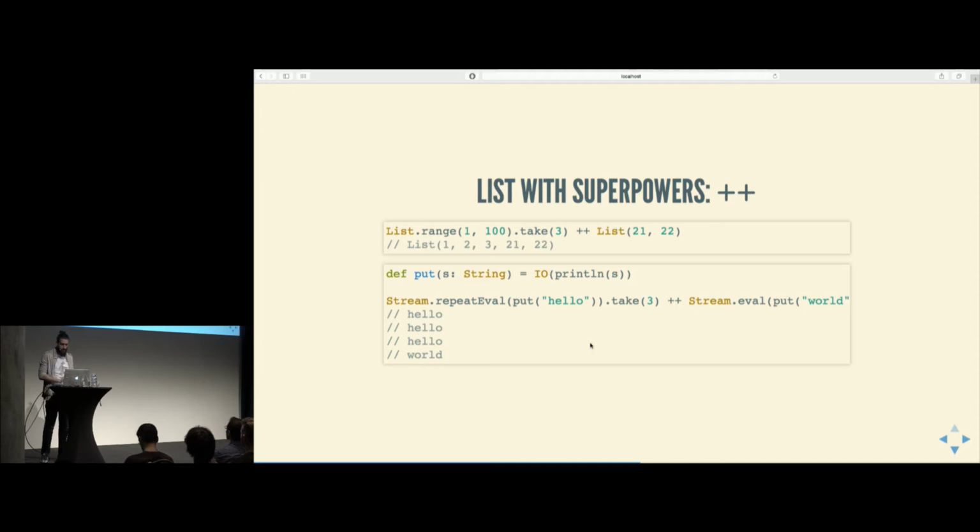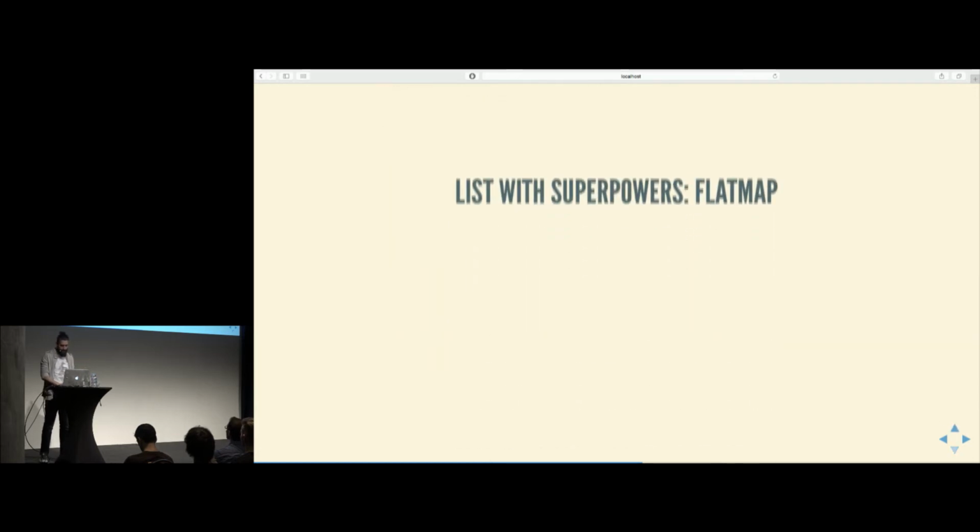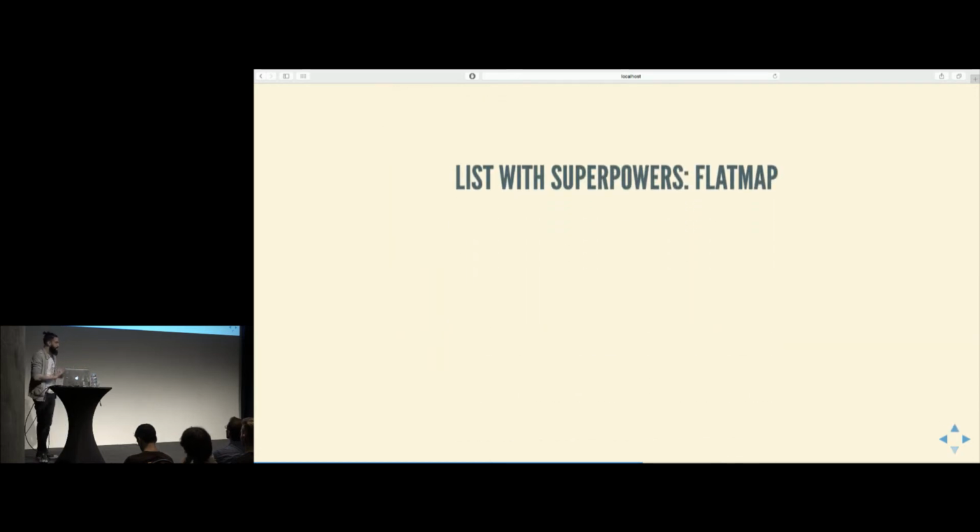There's no surprises there. So the next aspect of stream as a more powerful list is flatMap. If you're familiar with flatMap on a list, you can take each element of a list and then produce another list per element via an arbitrary function, and then they're all going to be concatenated together.